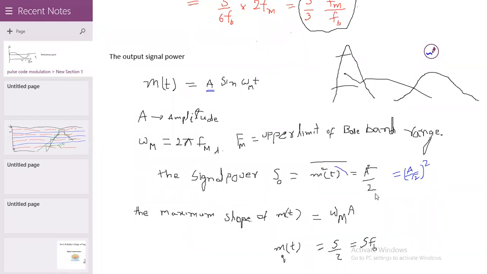That waveform is an alternating signal, so RMS voltages are there. Then here we can find that the power of that signal is equal to A by root 2 whole square, where A is the amplitude. Therefore S0 is equal to A square by 2. So we are all well known about this equation.